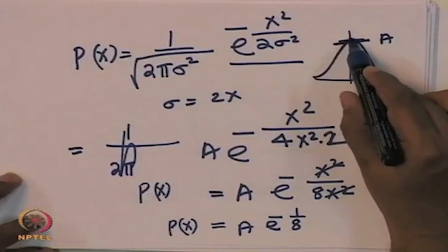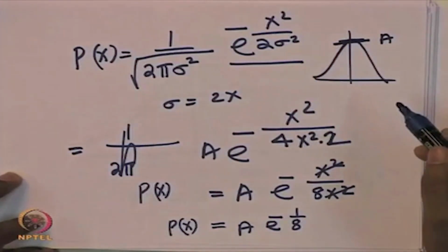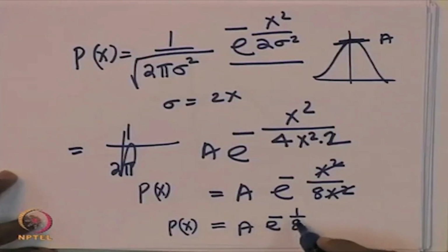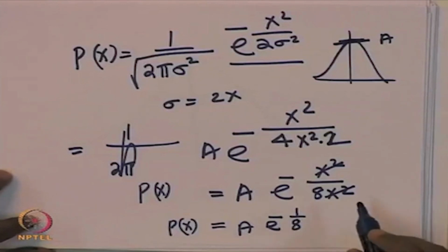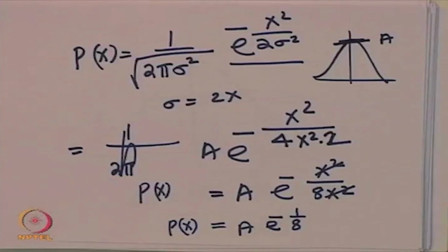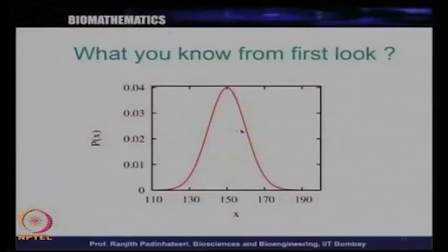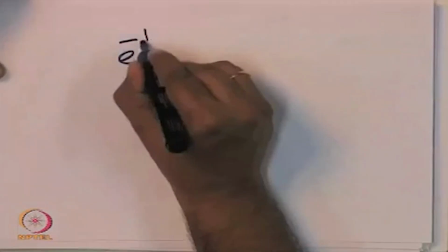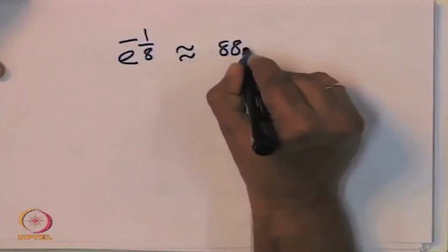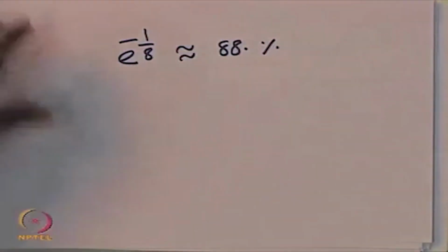When x is equal to 0, what is the value of y? That is a. So, if you multiply a with e power minus 1 by 8, that will be the y where sigma is 2x, if the width is equal to sigma. If you look at this particular distribution and multiply this peak with e power minus 1 by 8, what is e power minus 1 by 8? It turns out that e power minus 1 by 8 is approximately 88 point something percent. So, it is approximately 88%.